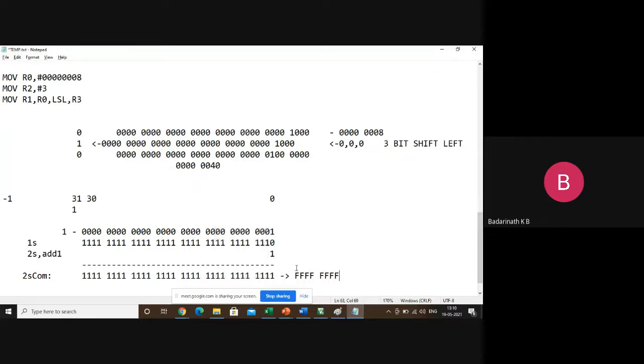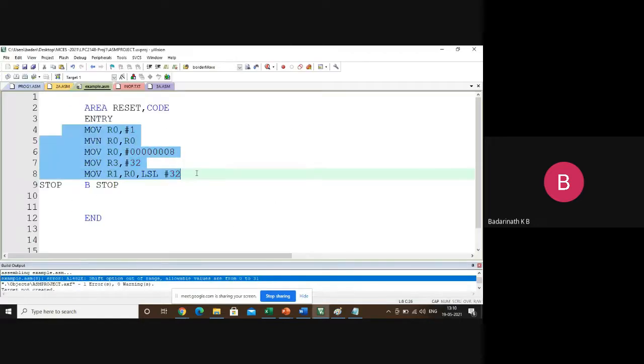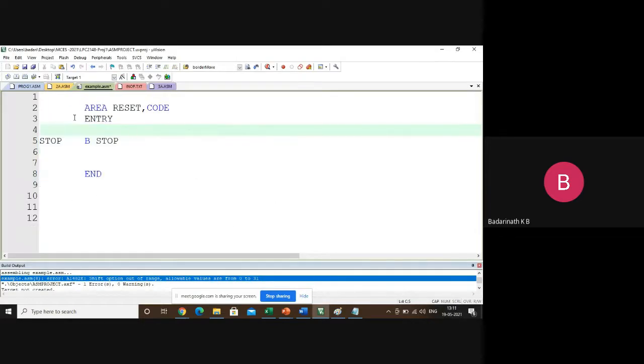This is a number. Now we will see how numbers are represented in 2's complement, and we will go to the other logics now. So now I'll go to the program. I'll remove everything. I'll just say move R0 equals hash -1, I specify. So I'll compile my program.